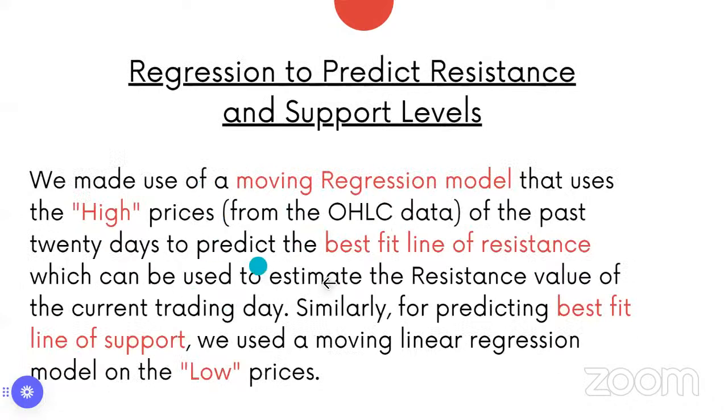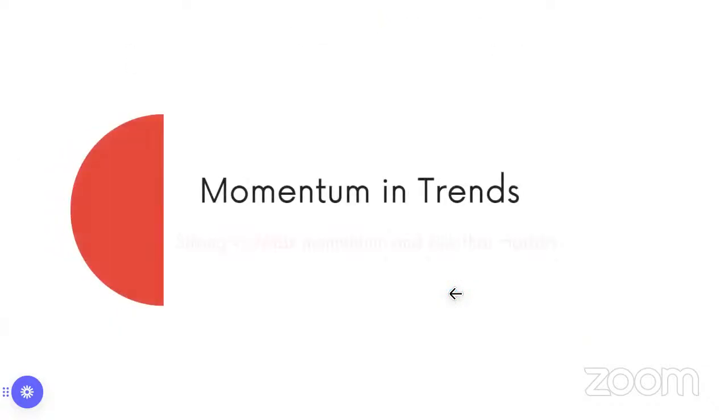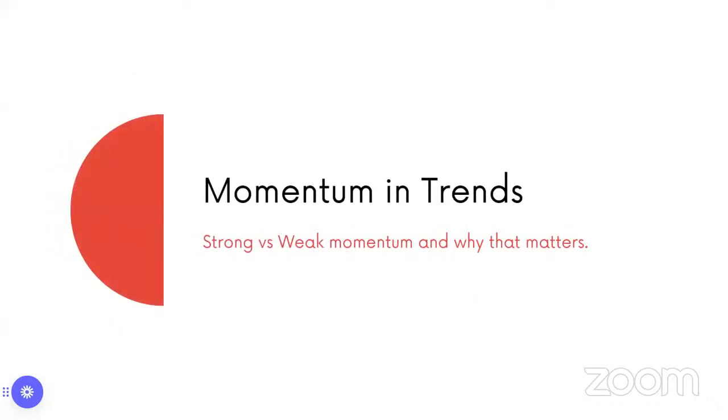Yeah, I think I've gone over this part. So we also, yeah, the best fit line of support. Next, to make the signals a little stronger, we didn't want to just enter and exit on the basis of our predicted support and resistance. We wanted stronger signals, so we also used some technical indicators in our strategy, and they were basically to help us identify whether a particular trend was strong or weak.